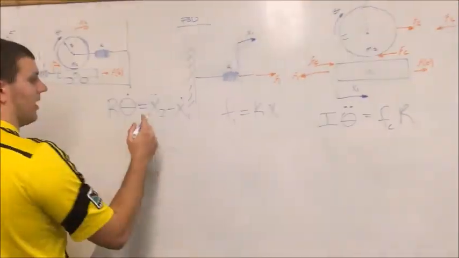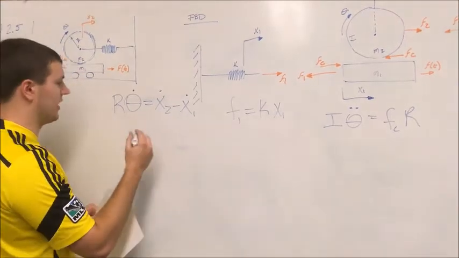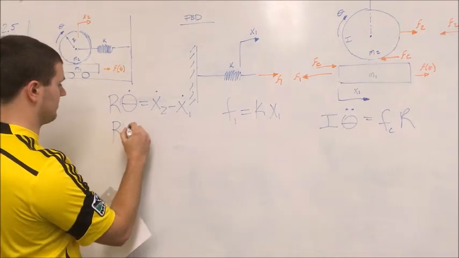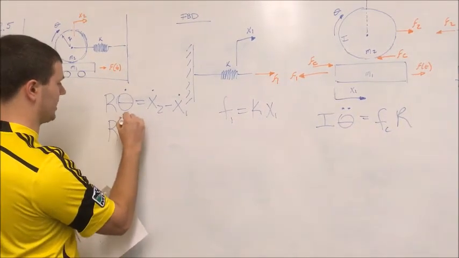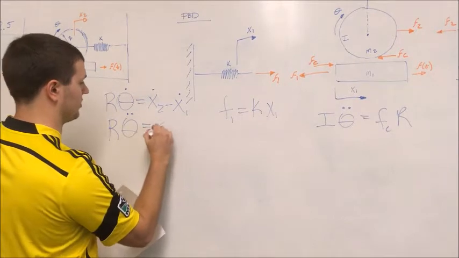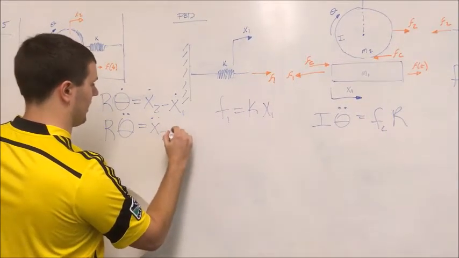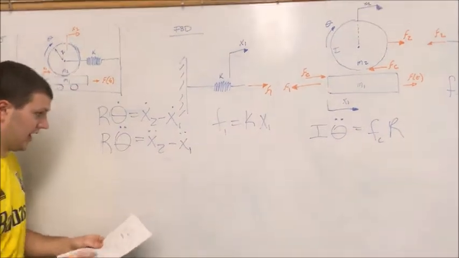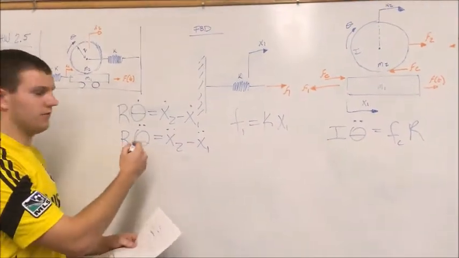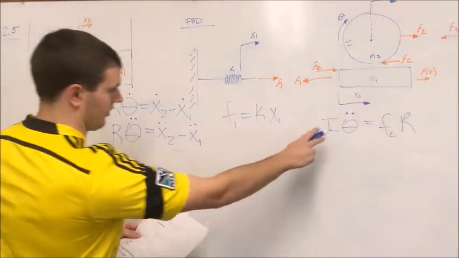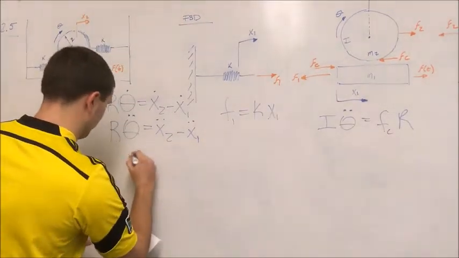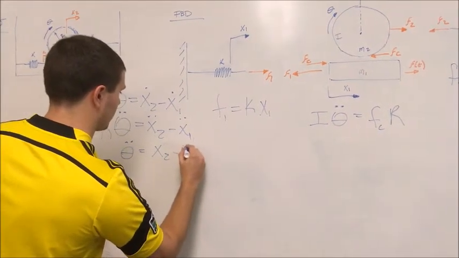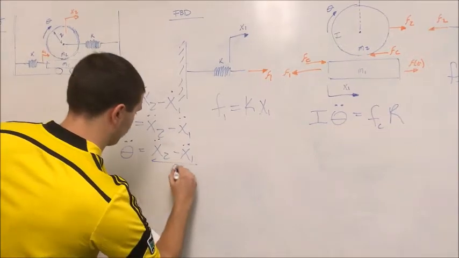So to get x2 double dot and x1 double dot, we have to take the time derivative of each of those. R is a constant, time doesn't affect it, but we'll just get R theta double dot equals x2 double dot minus x1 double dot, and rearrange this to find a substitution for theta. So we'll just get theta double dot equals x2 minus x1, both of those double dot, over R.